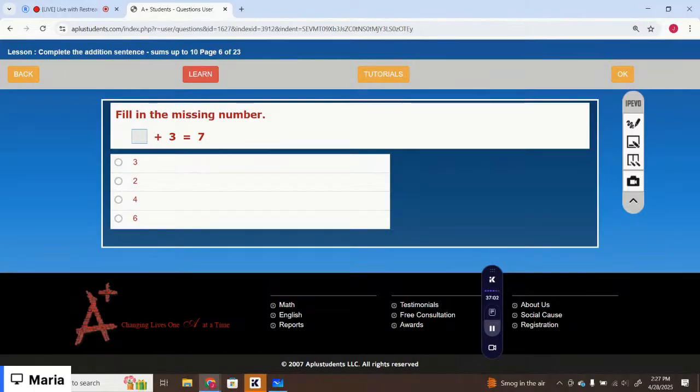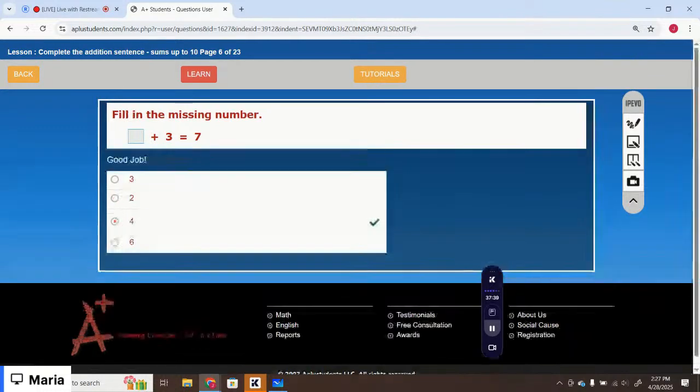Fill in the missing number. 3 plus what number equals 7? 3 plus 4 equals 7. Option number 3 is the correct option. That is 3 plus 4 equals 7.